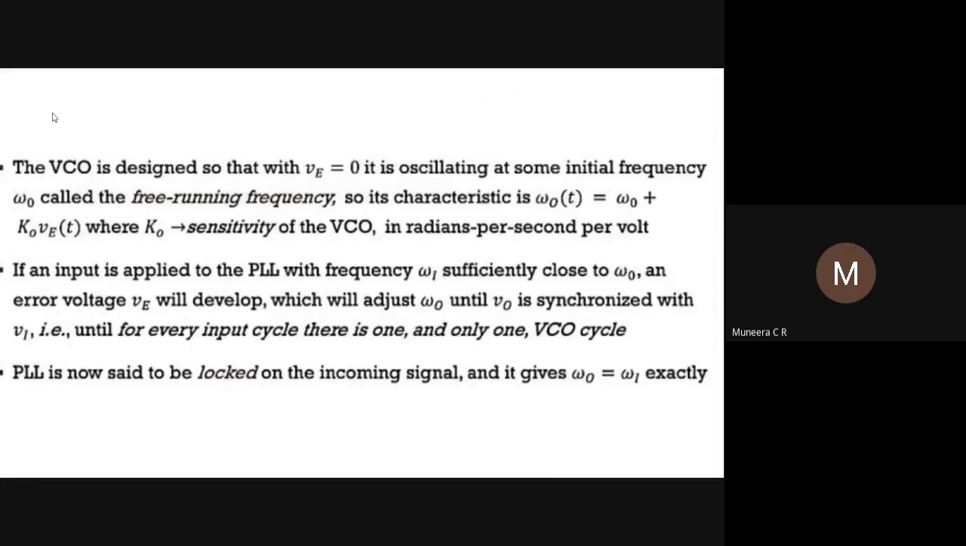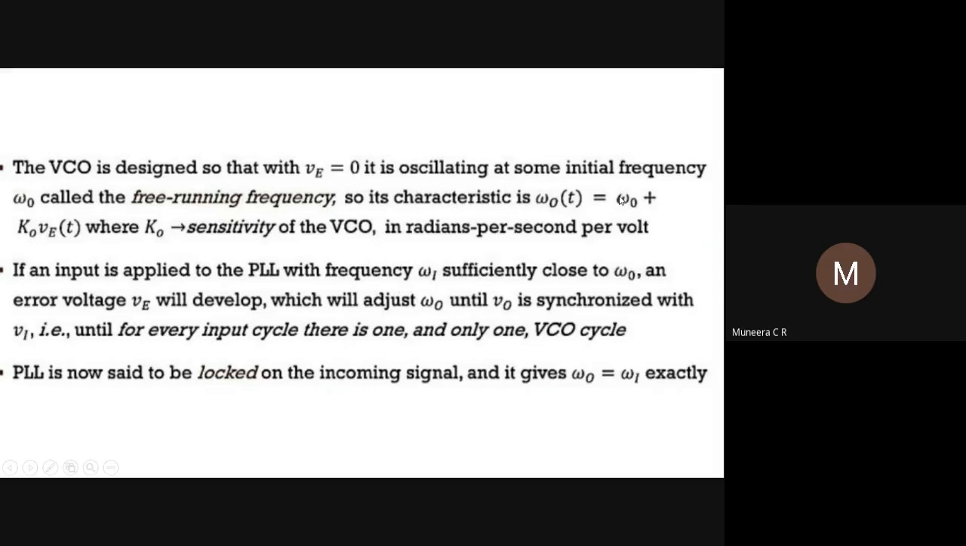VCO is designed so that when VE is equal to 0, it is oscillating at some initial frequency omega 0, called the free running frequency. So its characteristic is omega 0 of t is equal to omega 0 plus K0 VE of t. K0 is the sensitivity of the VCO, represented in radians per second per volt. So K0 into VE gives radians per second.